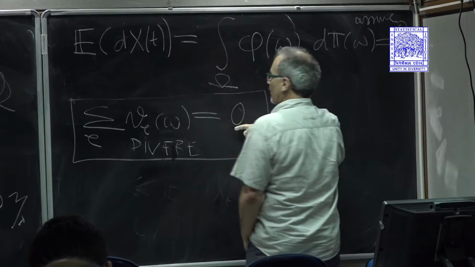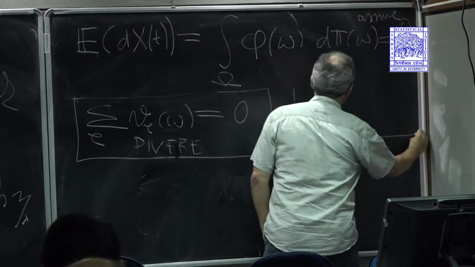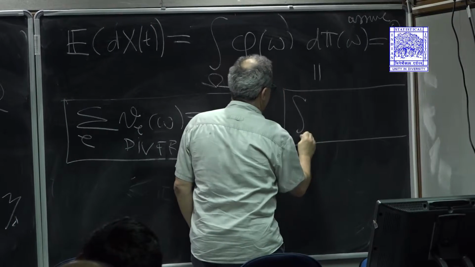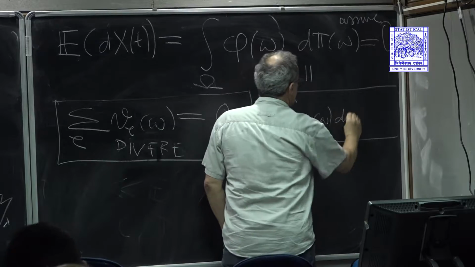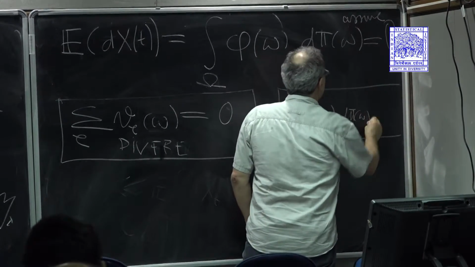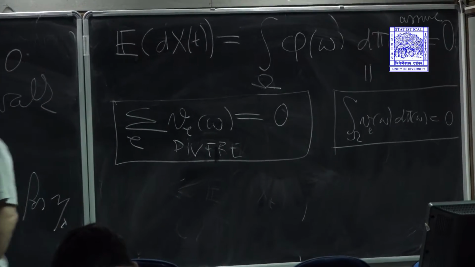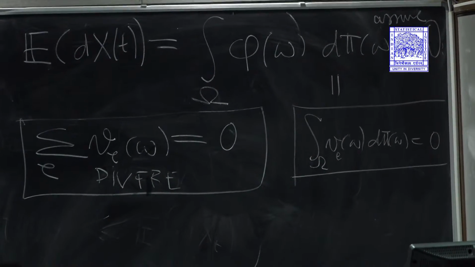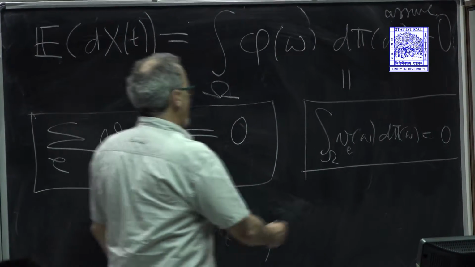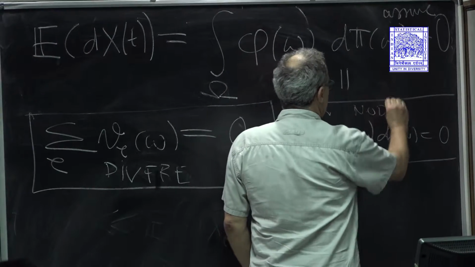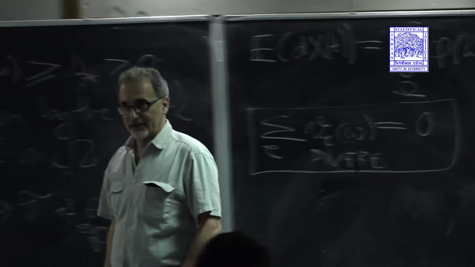Yes? But this assumption you will easily see is the same as assuming, and this will be another condition of mine, that the integral on omega of v e omega d pi be 0 for all e's. It's the same, check it. That's an easy thing. Let's leave it like that. So this is another condition, let's say no drift. I don't want overall drift, so I assume.